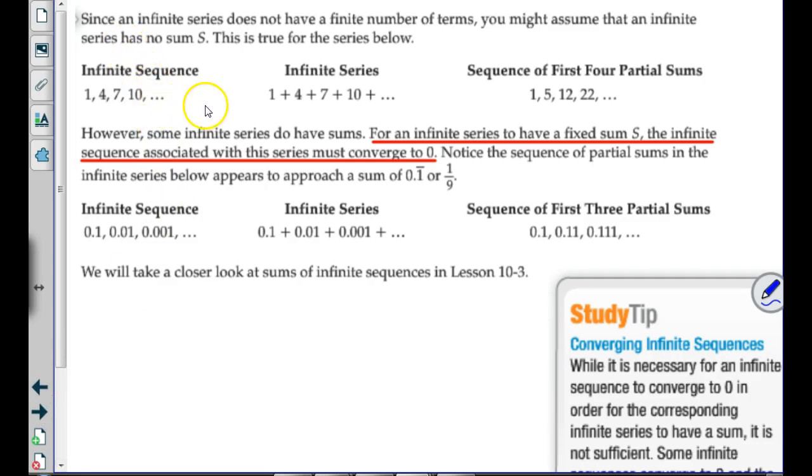So an infinite sequence, infinite series, they're added. The sequence of first 4 partial sums, they added the first term, the first 2, the first 3, the first 4. I'm not going to use that vocabulary, okay? Some infinite series do not have sums. For an infinite series to have a fixed sum, it had to be converging to 0, okay? We'll talk more about that later.